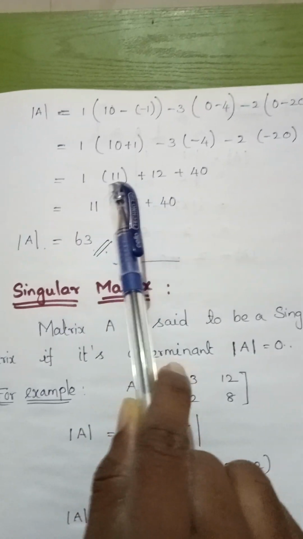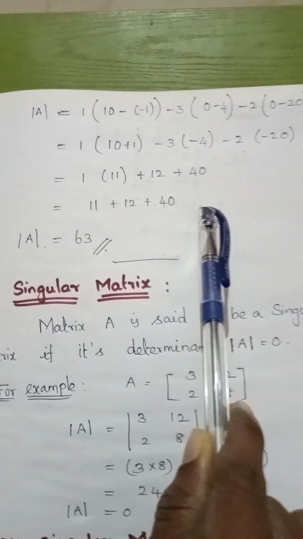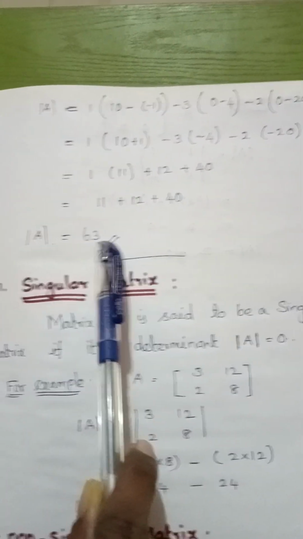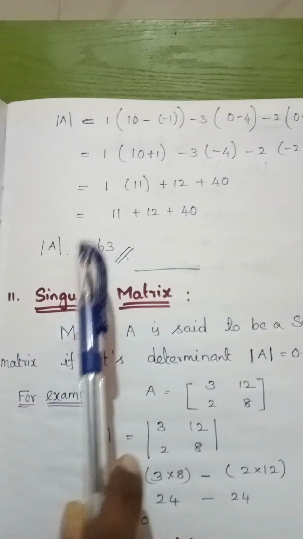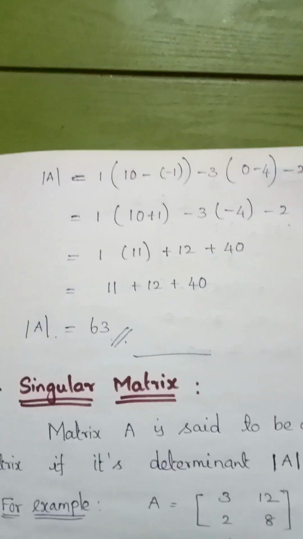So you add these values, 11 plus 12 plus 40. 11 plus 12 plus 40, the value is 63. So determinant A equal to 63.